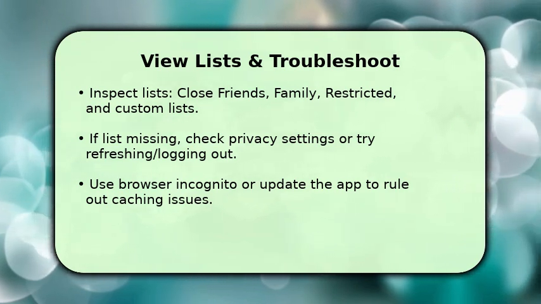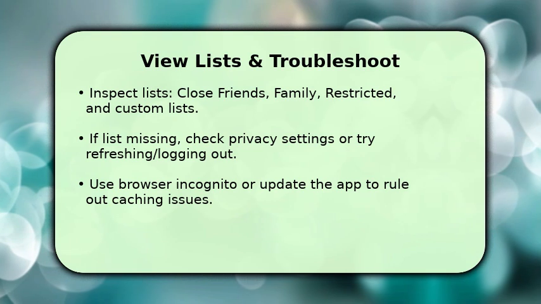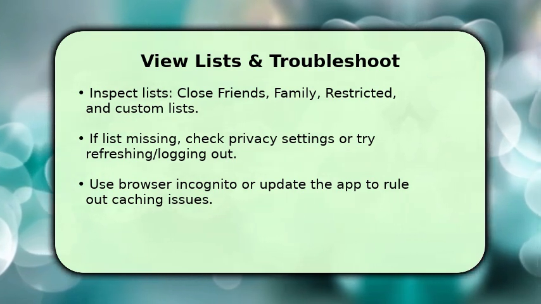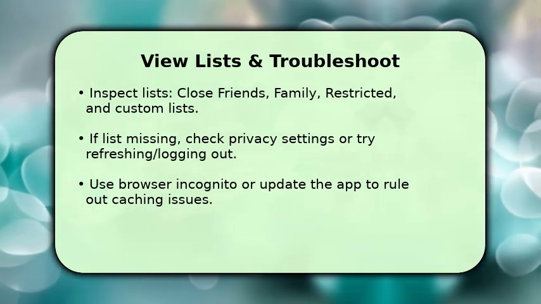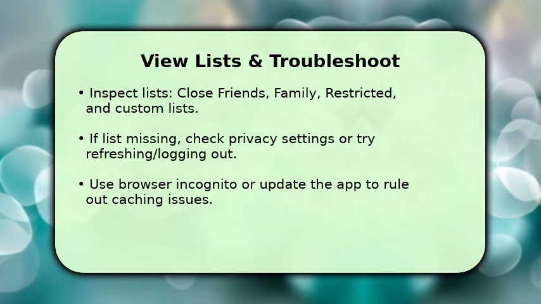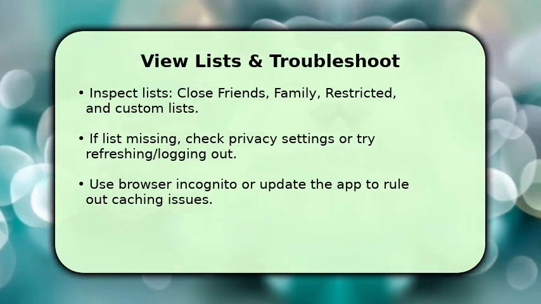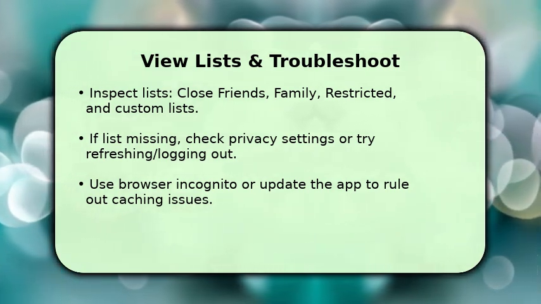If things still seem wrong, refresh the page, log out and back in, or use an incognito browser window. Make sure the app is updated. This troubleshooting step solves most display or caching problems and gets your full friends view restored.